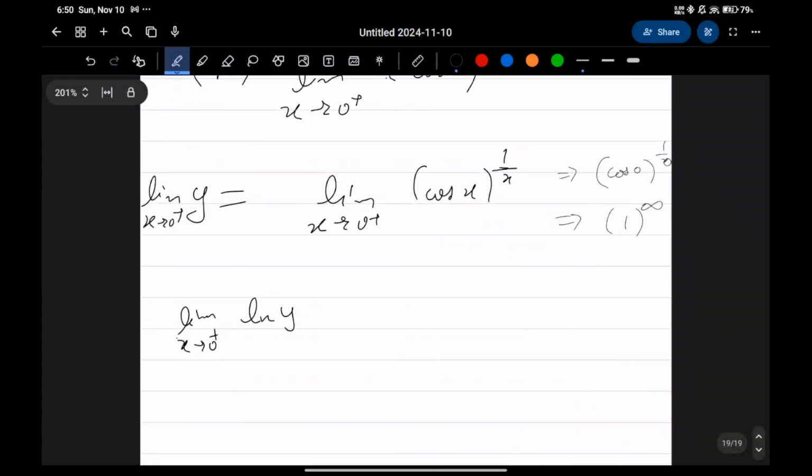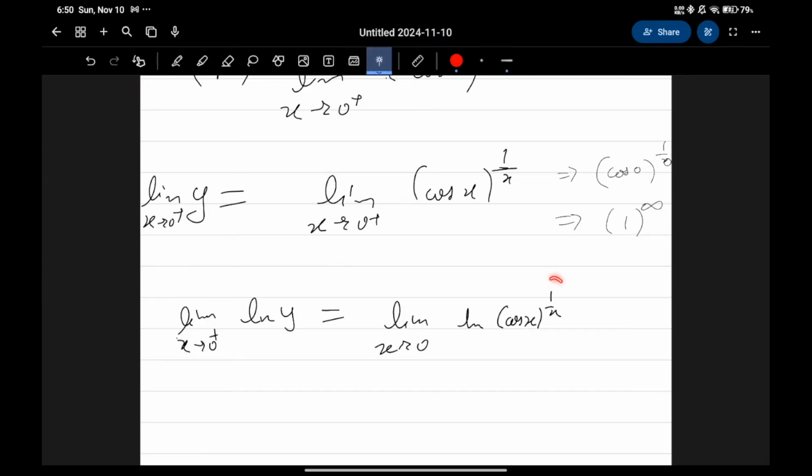Alright, so log of y equals limit of x goes to 0 log of cos x to the power of x. Now, what was my property of log? It brings the power down, and that's exactly what I'm going to use over here. First, on the left hand side there is no x variable, so the limit doesn't really do anything.